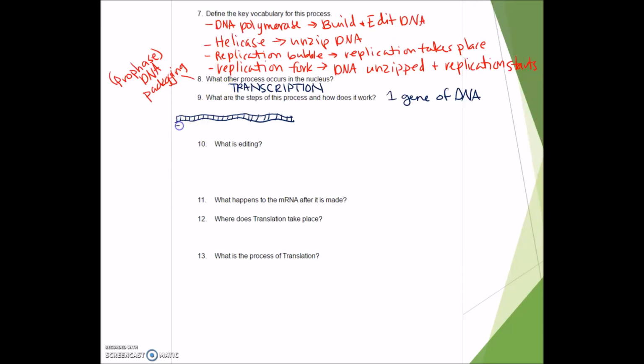And then it's going to have a little TATA box here at the beginning that marks the beginning of our gene. We're going to have transcription factors that assemble here. And these factors are kind of like the little flag that says, hey, this is where transcription begins. And then we're going to have an RNA polymerase. So now we have RNA polymerase, and its job is to make RNA.